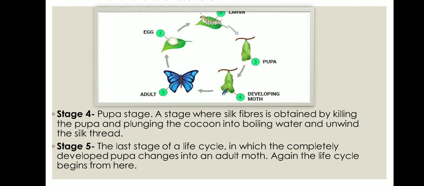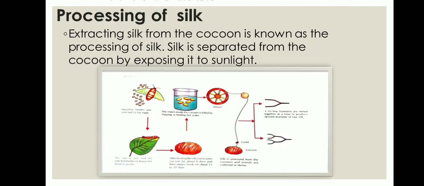Then after, the silkworm continues to develop inside the cocoon and changes into an adult. So like this way, silk fibers are obtained from the cocoon of silkworms. Again, the same life cycle begins from here: egg, larva, pupa, developing moth, and adult. Now let's try to understand how to produce silk, the procedure of how silk is processed.